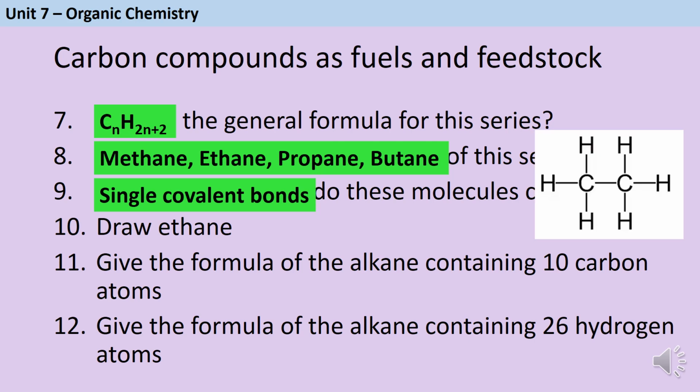Ethane, being the second alkane, has 2 carbon atoms, and then as we know, every carbon atom can make 4 strong covalent bonds, so there's 1 bond between the 2 carbons, and then each carbon is bonded to 3 hydrogens. The alkane that contains 10 carbon atoms will have the formula C10H22, so you can see we're using that formula CnH2n+2. And the formula of the alkane containing 26 hydrogen atoms will be C12H26.